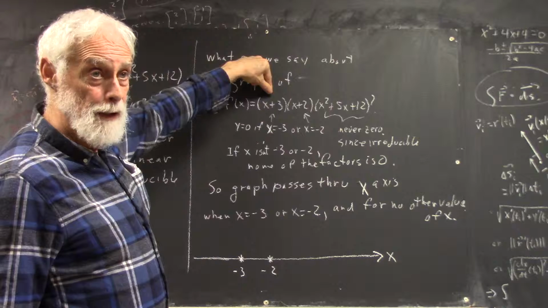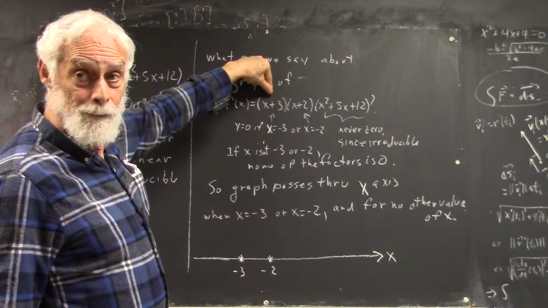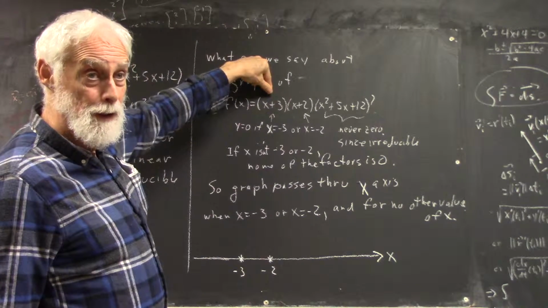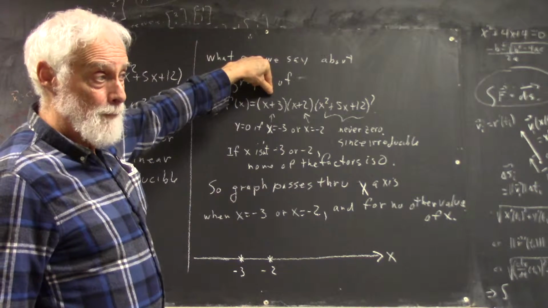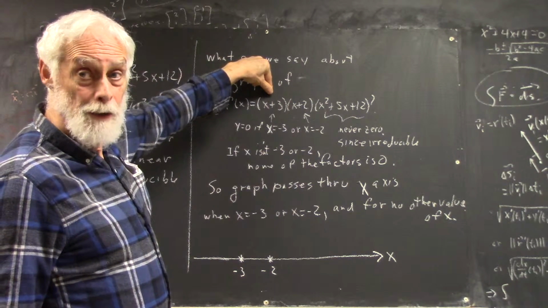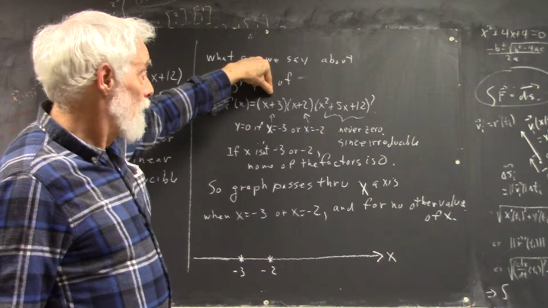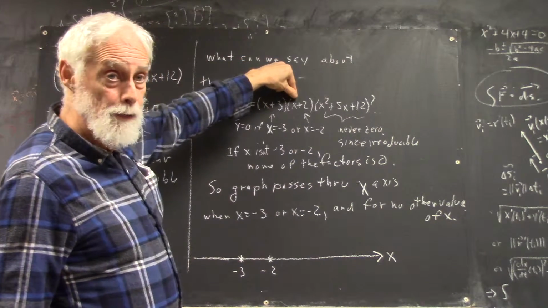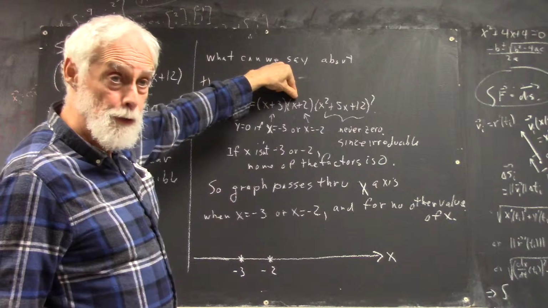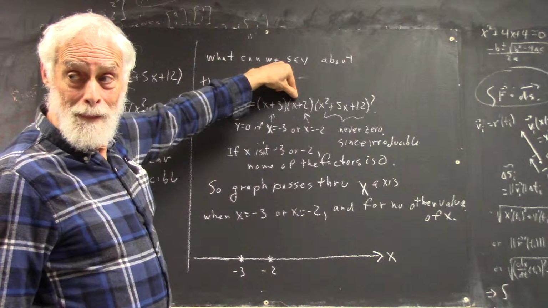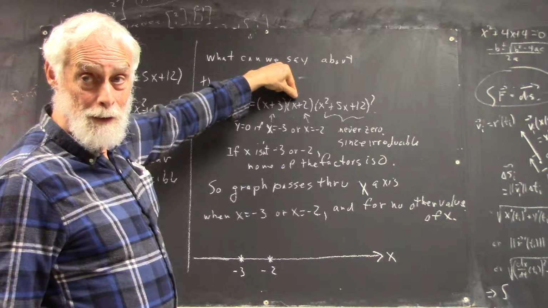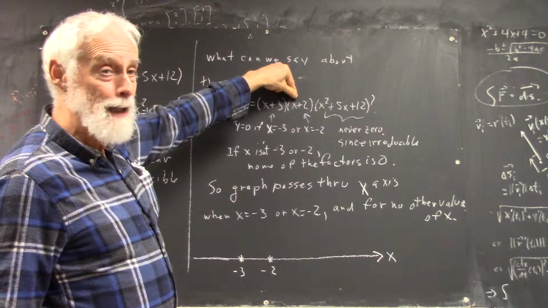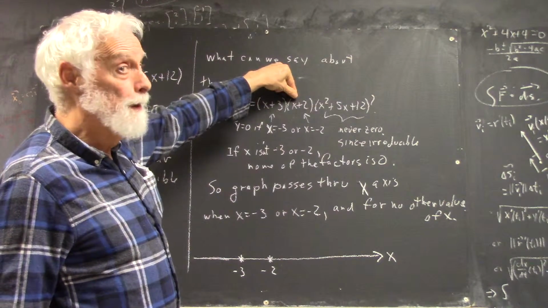X is between -2 and -3. I'm going to add 3 to it. Do I get a positive number or a negative number? Positive. Yeah, I'm going to get a positive number. Now, if x is between -2 and -3 and I add 2 to it, what do I get? It's got to be negative. Okay? -2 added to anything that's less than 2 is going to be negative, right?